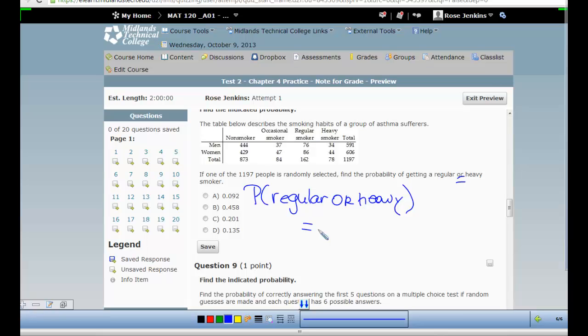Does it look like we can have people who are regular smokers and heavy smokers simultaneously? No, they've divided those out into two non-overlapping categories. So in this case, they're mutually exclusive. A person's not going to be categorized as a regular smoker and a heavy smoker. So we would just say the probability of regular plus the probability of heavy. Probability of regular is what?